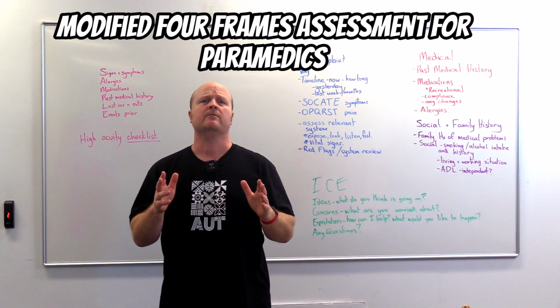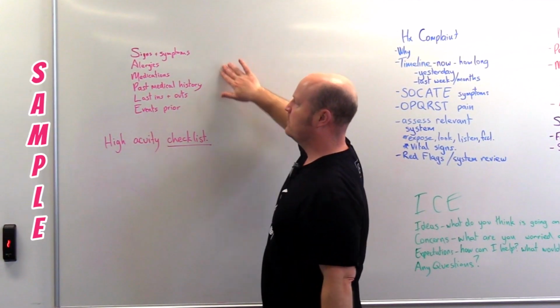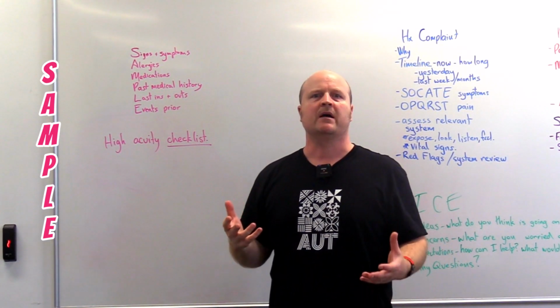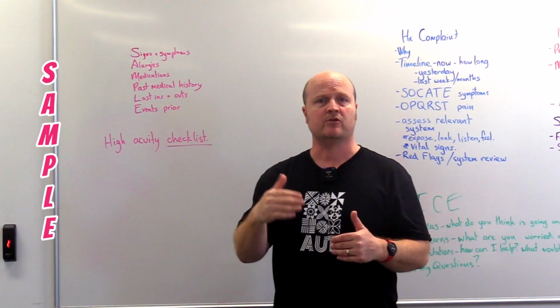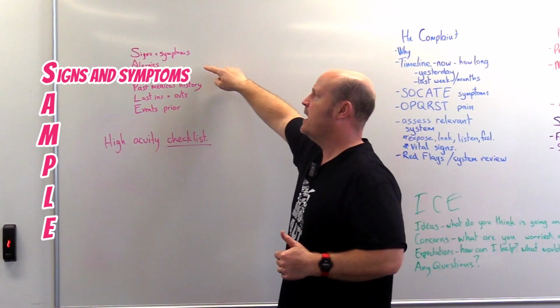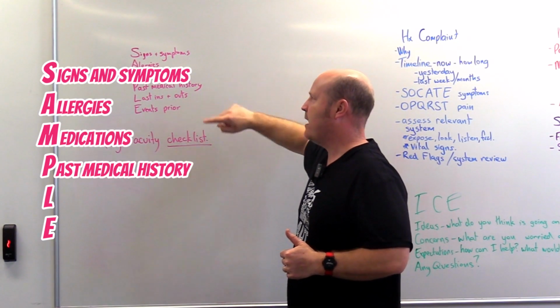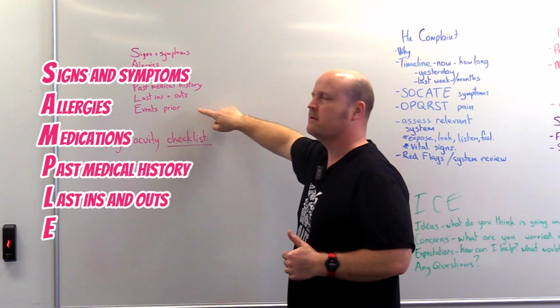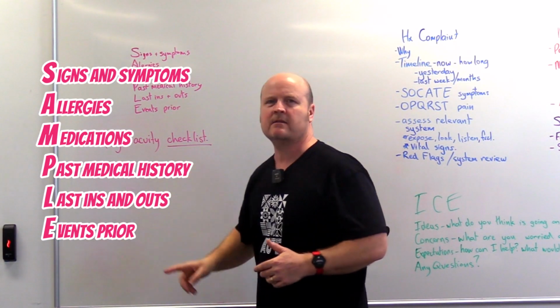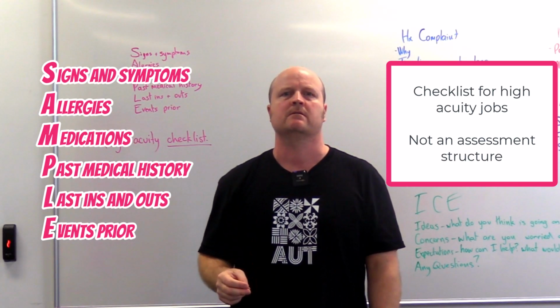For high acuity jobs, we've got the acronym SAMPLE, which isn't a recipe for how to take an assessment, but it's like a checklist at the end to make sure we've nailed the key points. Signs and symptoms, allergies, medications, past medical history, last ins and outs, and the events prior. So again, it's a checklist at the end to make sure we've got our key points.